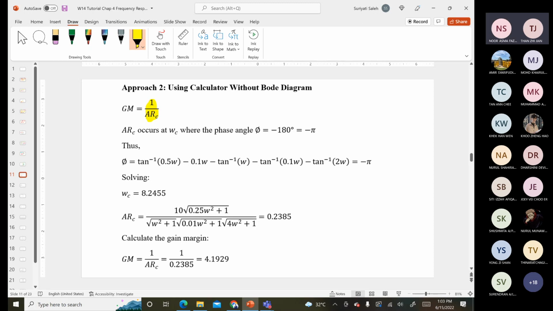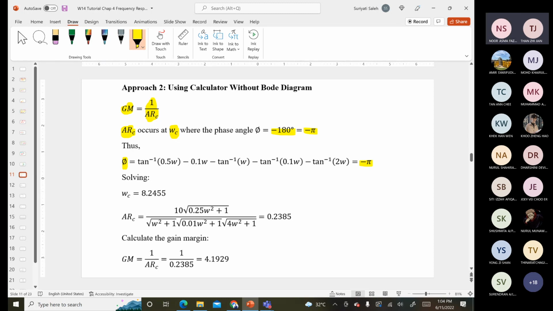The GM is equivalent to 1 divided by ARC, where we know that ARC occurs at WC. WC, meanwhile, occurs at negative 180 or negative pi. So what we need to do is to use our expression for phase angle and the amplitude ratio. For this part, we use the phase angle because we know the phase angle must be negative 180 or negative pi. We set negative pi, so in this case, we can predict the frequency required to achieve negative pi.